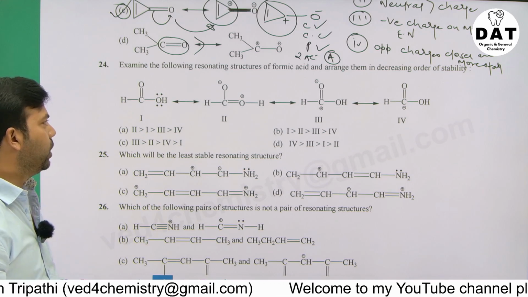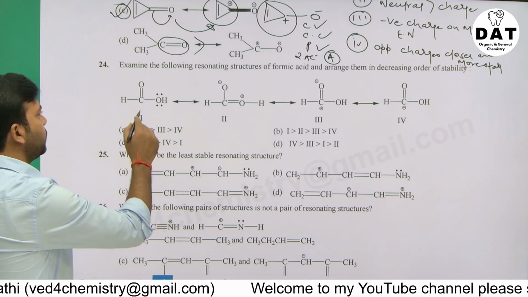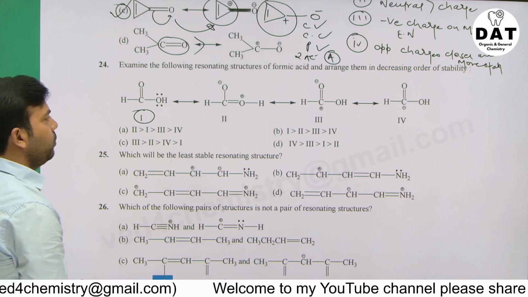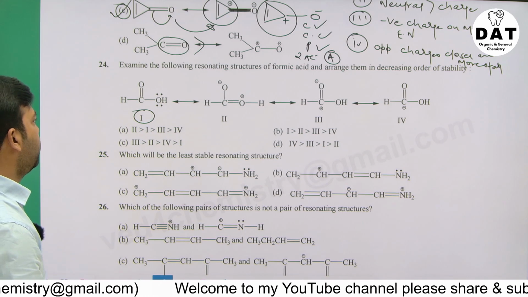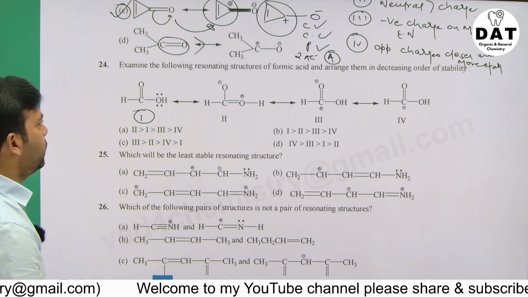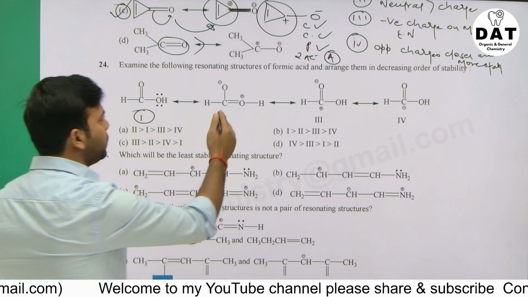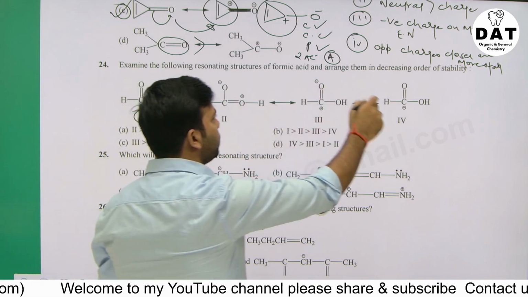Okay, rule 2, neutral. Which one is my neutral? This first. The first one is a neutral one, okay. So the first is the most stable structure. And the others are all charged ones, here plus minus, here plus minus, here plus minus.